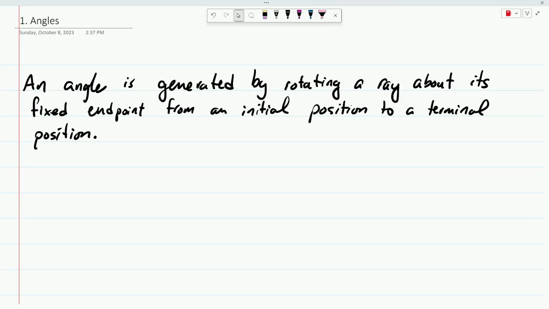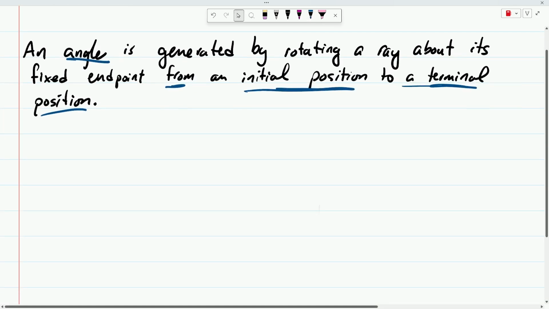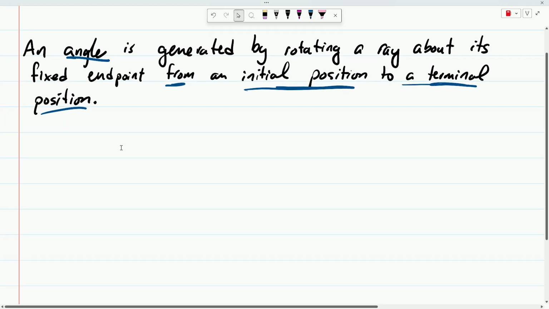In this video, we're going to talk about Chapter 4, Section 1, Angles. Now, Chapter 4 deals with trigonometry, and obviously, anytime you talk about trig, you want to start off with angles themselves. So, real fast, an angle is generated by rotating a ray about its fixed endpoint from an initial position to a terminal position. So right here, I have a picture that I drew.